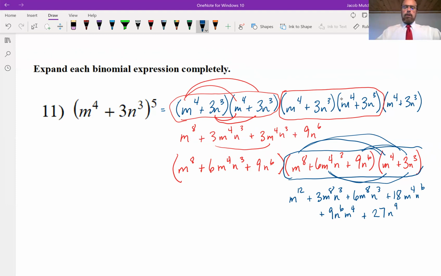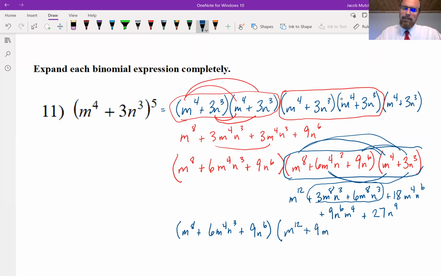So let's put our intermediate terms here. I've got from that first one, which we hadn't changed, m^8 plus 6m^4 n^3 plus 9n^6. And then for this second polynomial here, I've got m^12. I see that these next two terms are like terms. They both have m^8 n^3, so it's 3 plus 6, that's plus 9m^8 n^3.